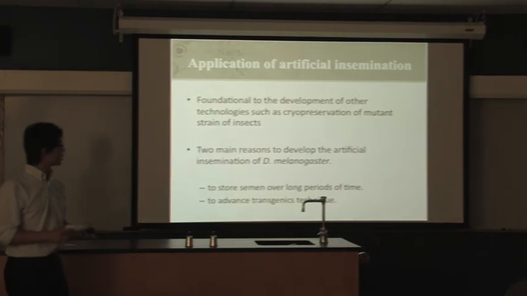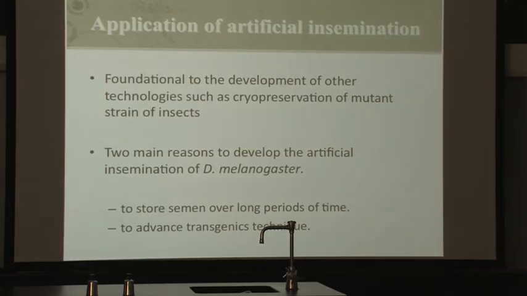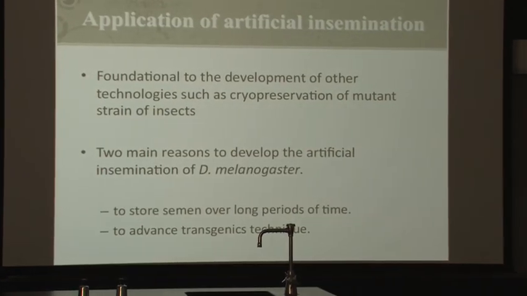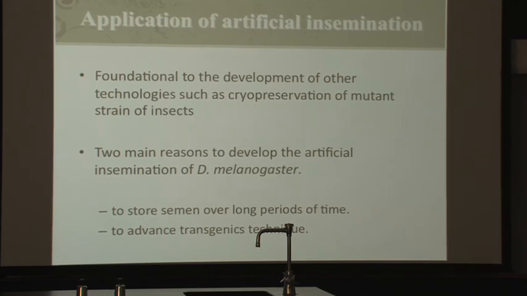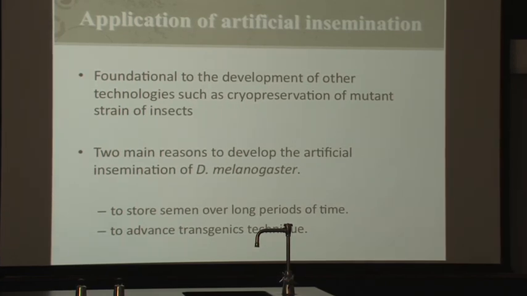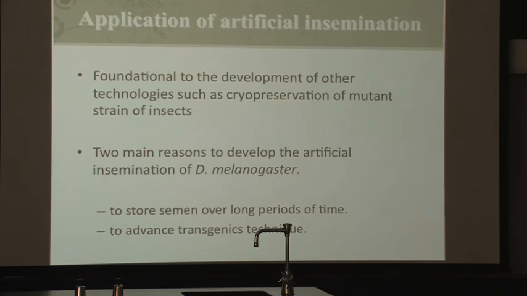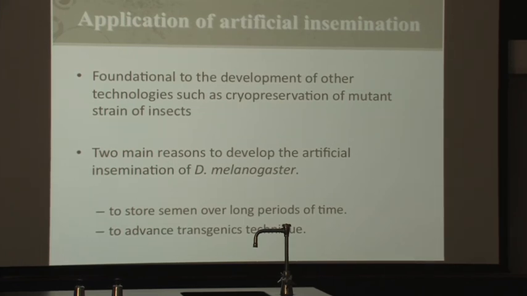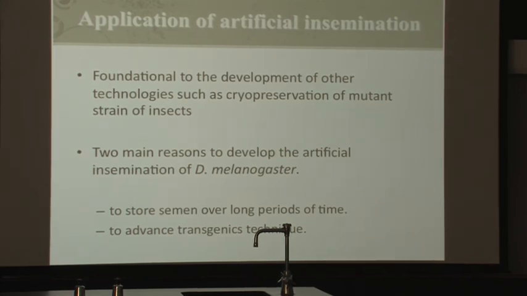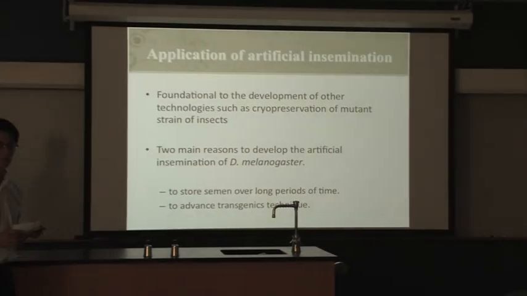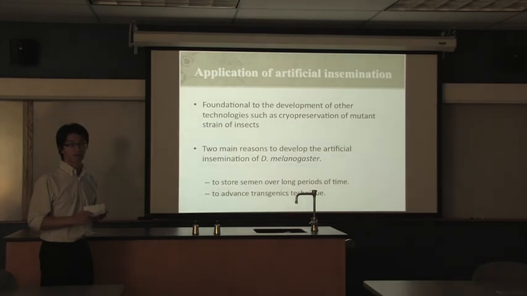So next, I want to talk about the application of artificial insemination. Artificial insemination functions to develop other important techniques, such as the cryopreservation of mutant strains of insects. There are 2 main reasons why we need to develop artificial insemination of Drosophila melanogaster. The first is to store semen over a long period of time, because successfully storing semen can help to secure strains that have very important mutants. And the second reason is to advance transgenic technology.